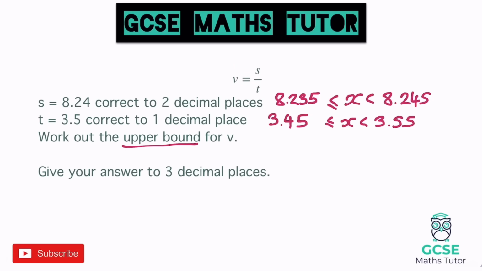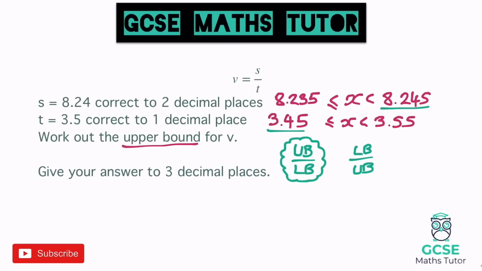So when it comes to a fraction, and you could have anything here, if we want to get the biggest possible answer, we've got to decide: either we're going to do the upper bound divided by the lower bound, or the lower bound divided by the upper bound. We've just got to think which one is going to give us our biggest possible answer, and that is the upper bound divided by the lower bound. So we want the biggest number on top divided by the smallest number, and that'll give us our biggest possible answer. So we want the upper bound of S sitting on top, so the 8.245, and the lower bound of T, 3.45, sitting on the bottom.